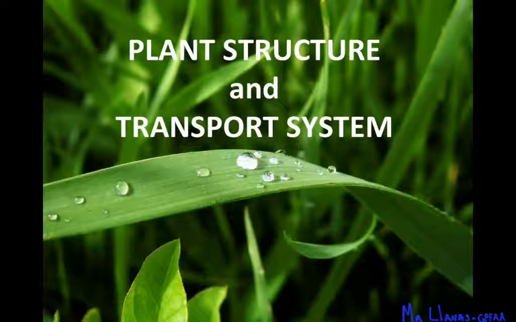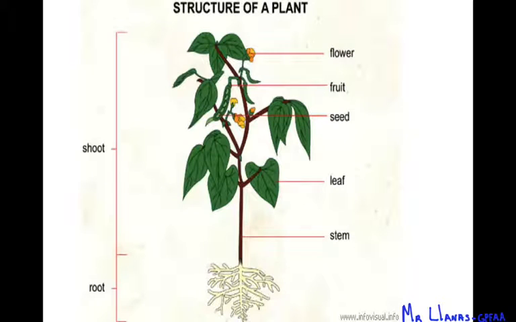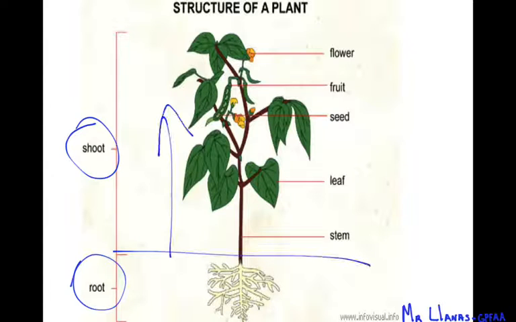Hey guys, this video is about plant structure and the transport system in plants. So how plants look, what the structures are, what their functions are, and also how nutrients are moved around the plant as well as water. Okay, so here's the structure of a plant. You can see that there's a root system, which includes everything that's below ground, and then the shoot system, that's everything above the ground. So that's everything above, everything below, and we'll get into more detail on that later on.